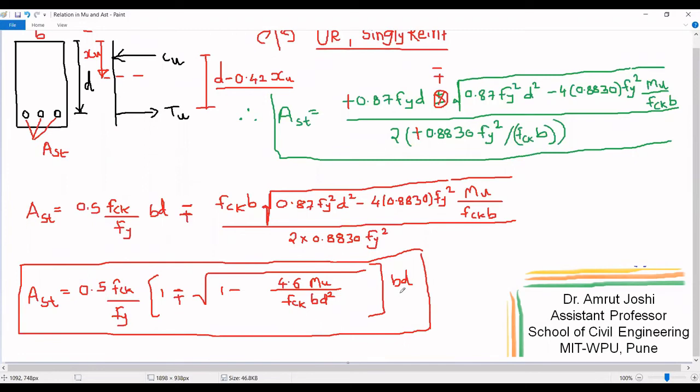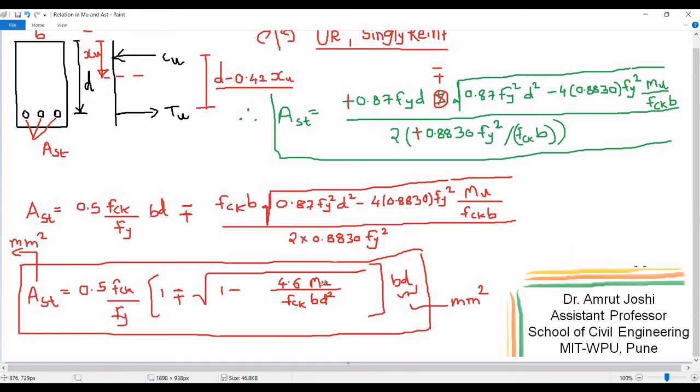So as we can see, the unit of B is mm and unit of D is also mm. So unit of BD square is mm square. So if this unit is mm square, on left hand side the unit of area of steel is also mm square. This indicates that this term should be unitless. So let us check if this term is unitless or not. So unit of FCK is MPa, unit of Fy is MPa, therefore this ratio is unitless.